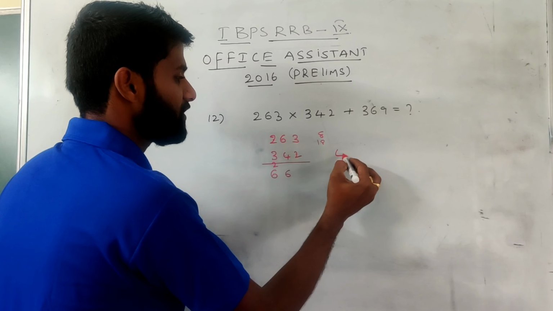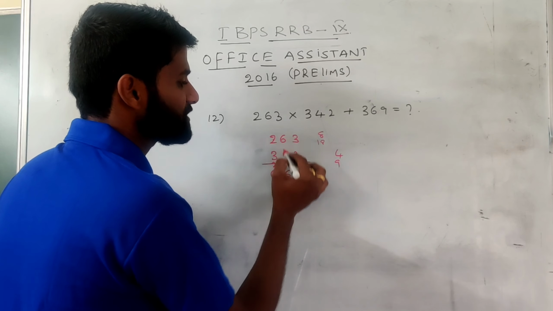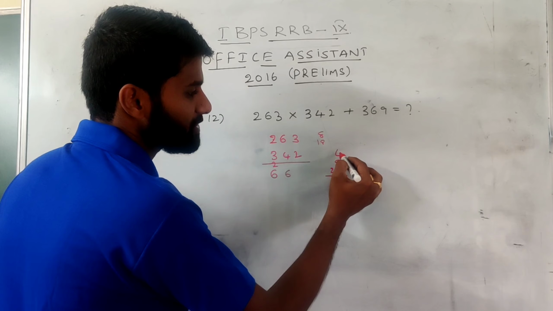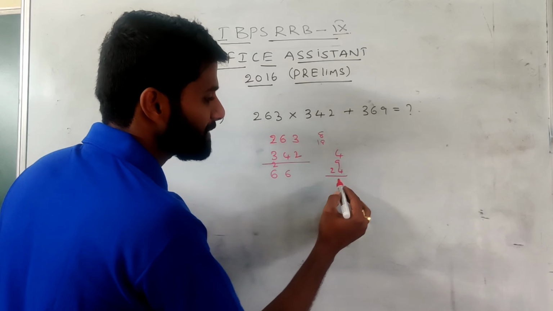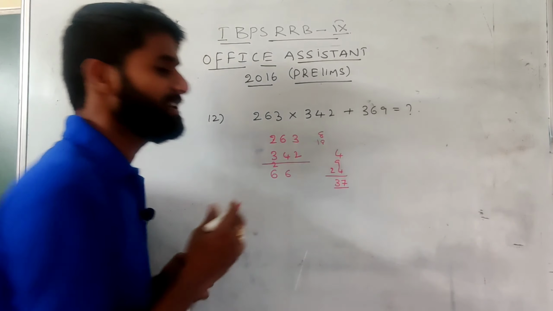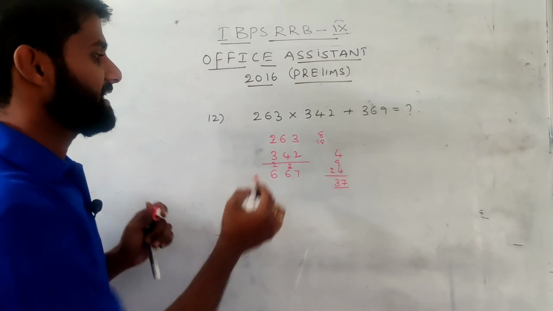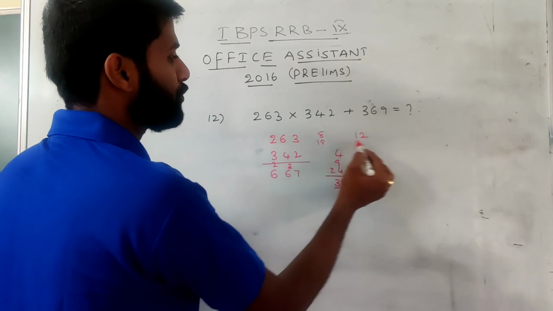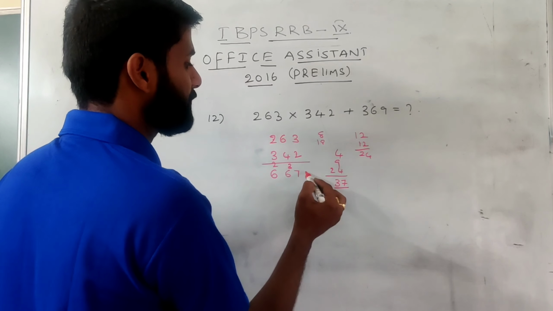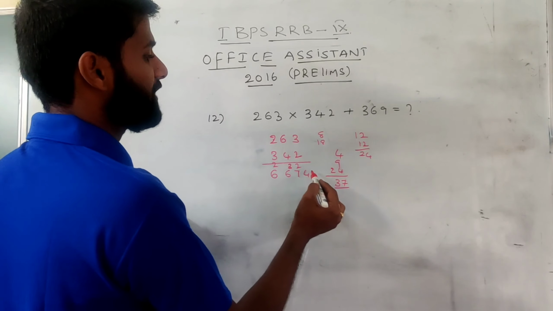2 2s are 4. 3 3s are 9. 6 4s are 24. If I add all the numbers, 4 plus 4 is 28. 28 plus 9 is equal to 37. See, 37 means 7 here, 3 here. Next, 6 2s are 12. 3 4s are 12. 12 plus 12 is equal to 24. 4 here, 2 here. And finally 3 2s are 6.